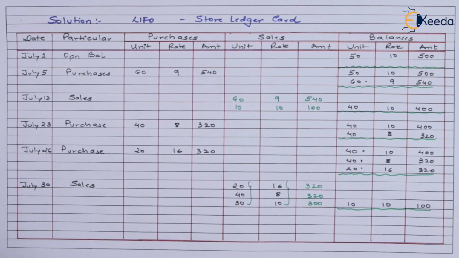Now in the balance column, we have already mentioned the total balance. We have completed all the sale and purchase transactions. The next phase that we have to do is the totals part. That's the final part of it.